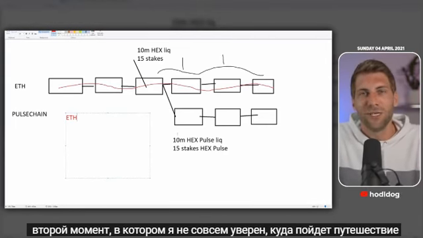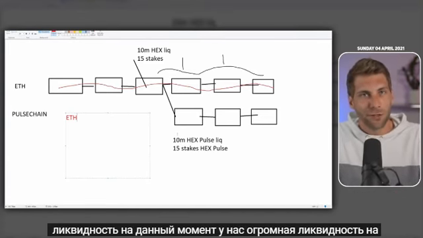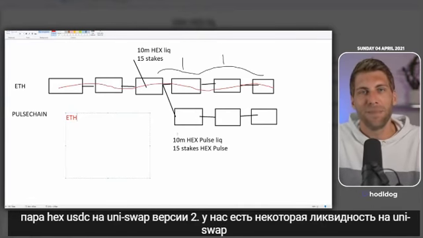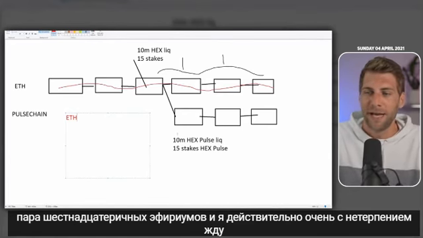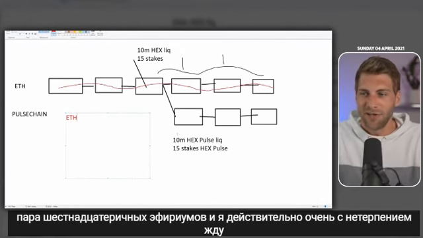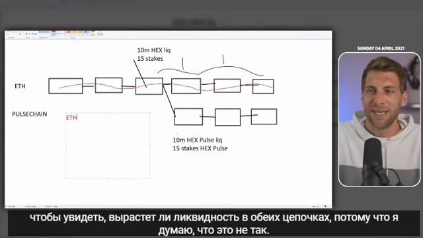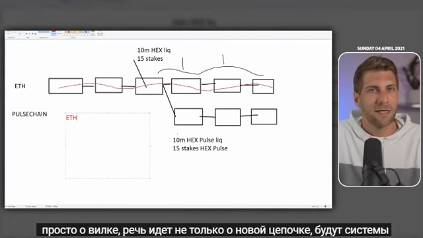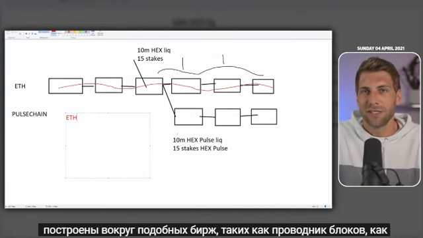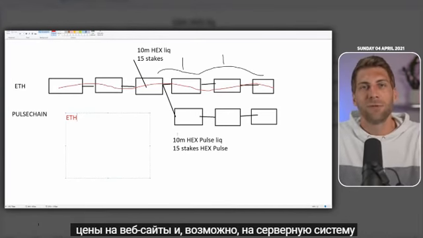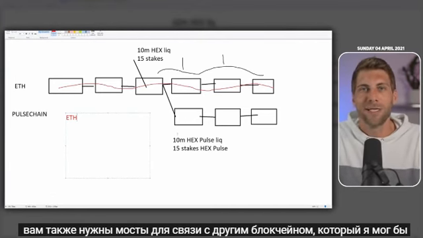The second point, which I'm not really sure where the journey will go, is the liquidity. For the moment, we have a huge liquidity on the HEX USDC pair on Uniswap version 2. We have some liquidity on the Uniswap pair HEX Ethereum, and I am really looking forward to seeing if the liquidity will rise on both chains, because I think it's not just about the fork, it's not just about the new chain. There will be systems built around it, like exchanges, block explorers, price websites, and maybe backend systems as well. You also need bridges to communicate with the other blockchains.